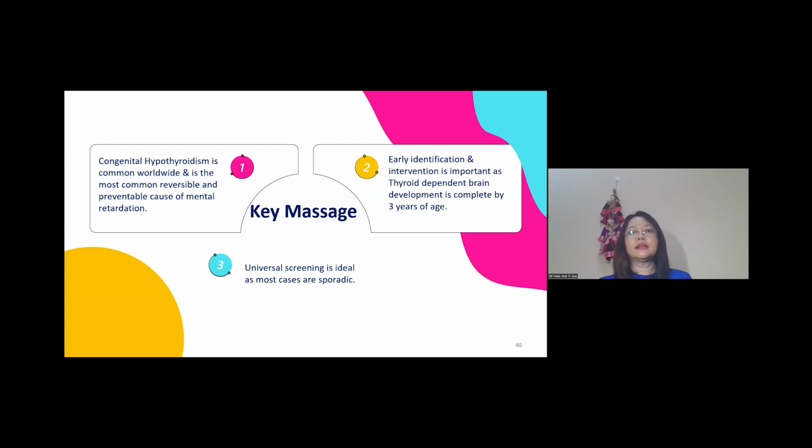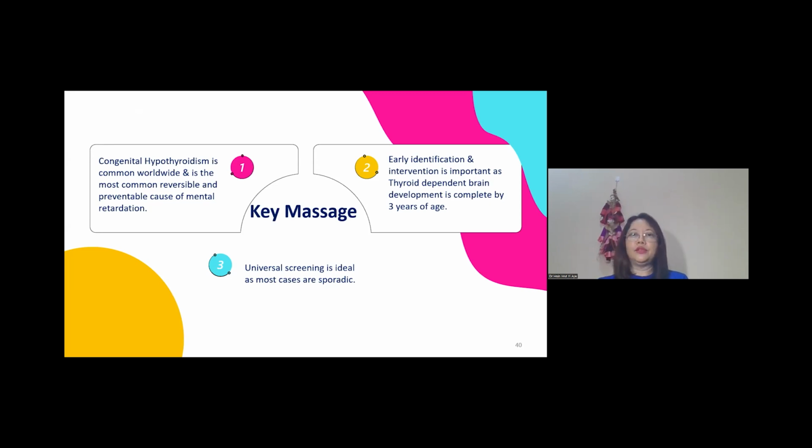So what are the key messages in this presentation? One, congenital hypothyroidism is common worldwide and is the most common reversible and preventable cause of mental retardation. So early identification is of crucial importance because the thyroid development and brain development are affected up to 3 years of age.